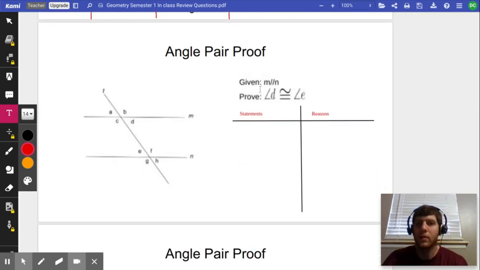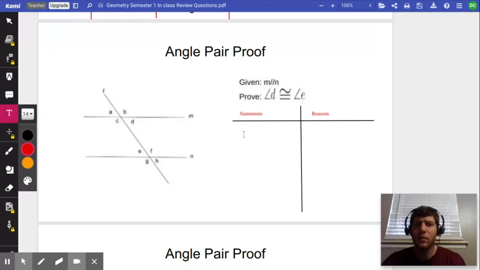So we start with M is parallel to N, and we want to prove that angle D is congruent to angle E. Now, as I mentioned in class, since we know the lines are parallel, we know that angle D is congruent to angle E by the alternate interior angle theorem. But the idea here is that we're trying to prove the alternate interior angle theorem. So they just pick D and E, and what it really should say is prove that alternate interior angles are congruent. But they basically want us to show that they're congruent by showing that D is congruent to E. So in summary, we can't use the alternate interior angle theorem here. We have to use other things to show that the alternate interior angles are congruent.